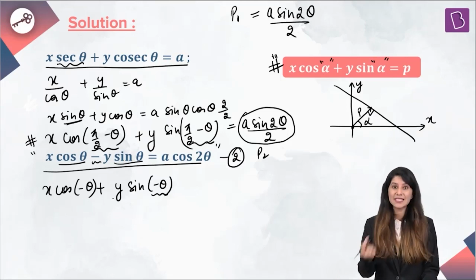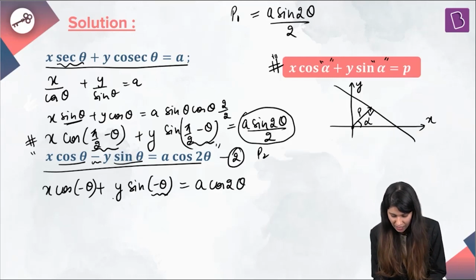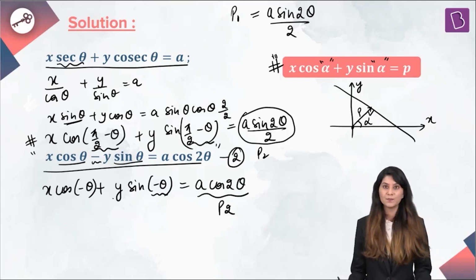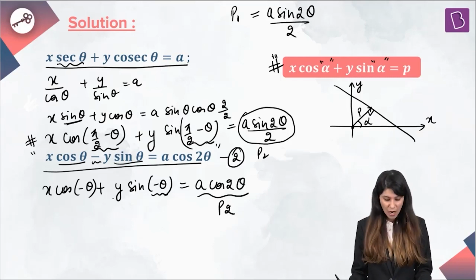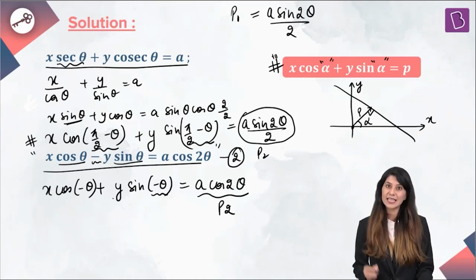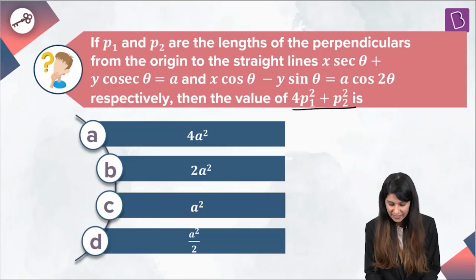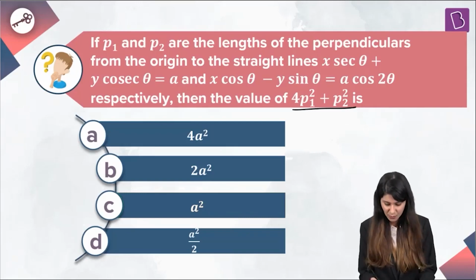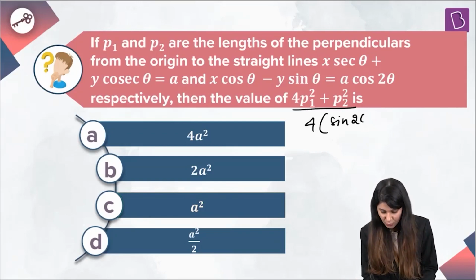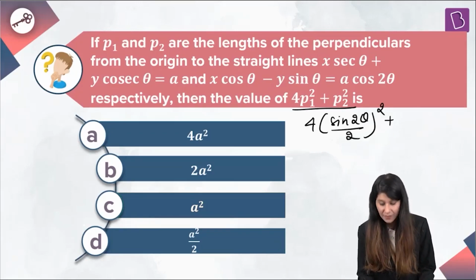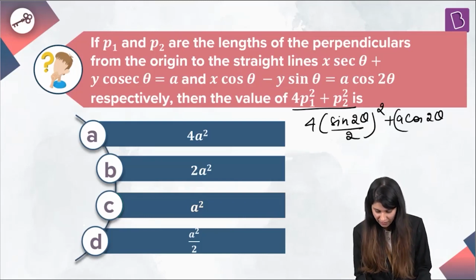So x cos minus theta plus y sine minus theta now can be written as a cos 2 theta. And this is nothing but P2, the perpendicular distance from the origin to this particular line number 2. So now we have P1 and P2. P1 is a sine 2 theta by 2. P2 is a cos 2 theta. Now we are interested in this value, 4P1 square plus P2 square. So 4P1 square, which is sine 2 theta by 2 whole square plus P2 square will be cos 2 theta. And we have a over here.